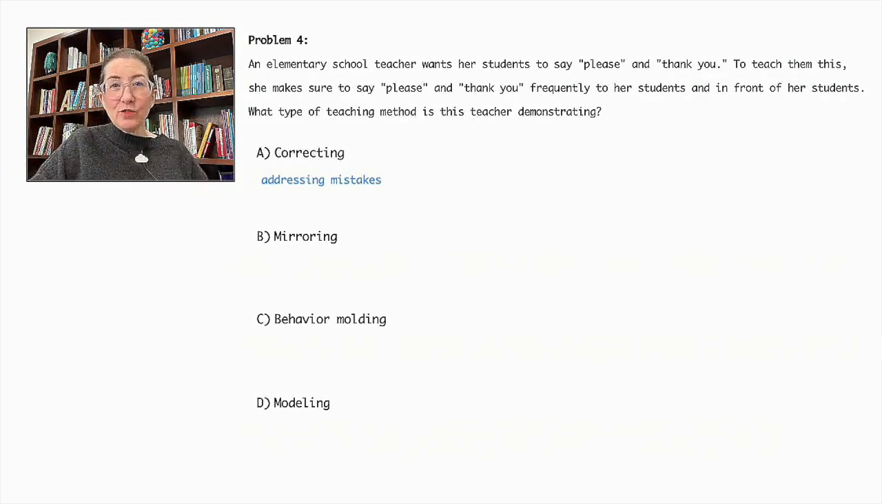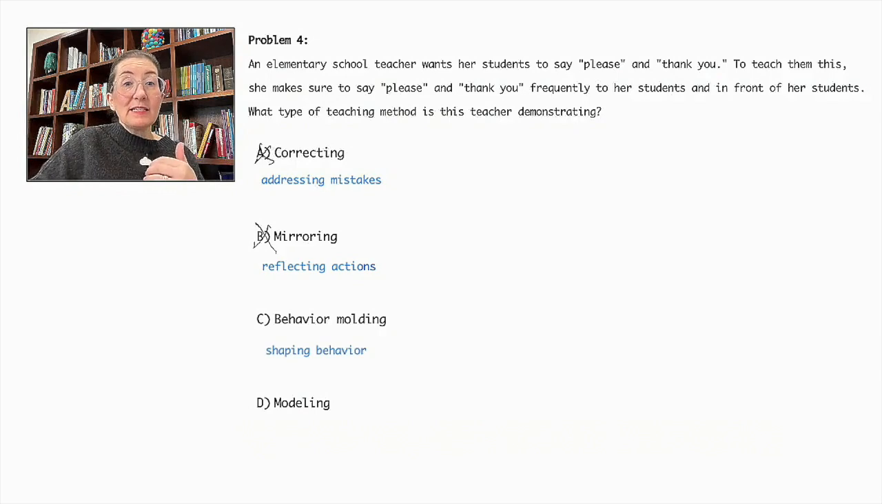Correcting involves identifying and addressing specific mistakes or misbehaviors to improve future behavior. So let's cross that one out. Mirroring involves reflecting the actions or words of another person back to them. So that is incorrect as well. Behavior molding typically involves shaping behavior through reinforcement and gradual steps to achieve a desired behavior. So we can cross that one out as well. The correct answer is modeling.